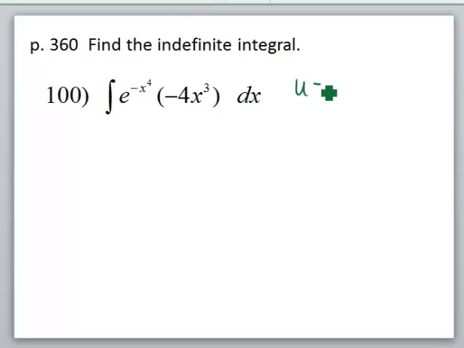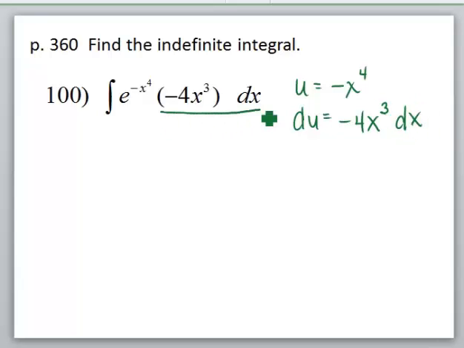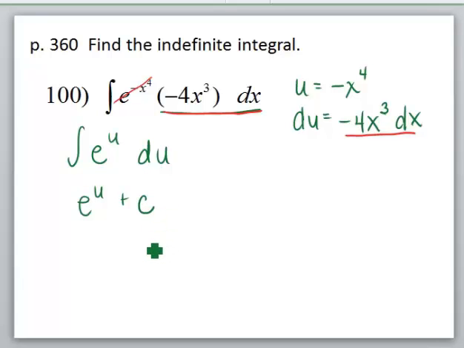I'm going to choose my u to be my exponent, negative x to the fourth. This one works out nice and neat because when I take the derivative, I get negative 4x cubed dx. That is exactly what I needed. When I rewrite this integral, I have e to the u, so that takes care of this part right here. And then I need exactly this part right here, negative 4x cubed dx, and I have that. And so I'll just simply put a du. That means the integral is just e to the u plus c. And so what I need to do is go back and plug in my u value, which is negative x to the fourth.